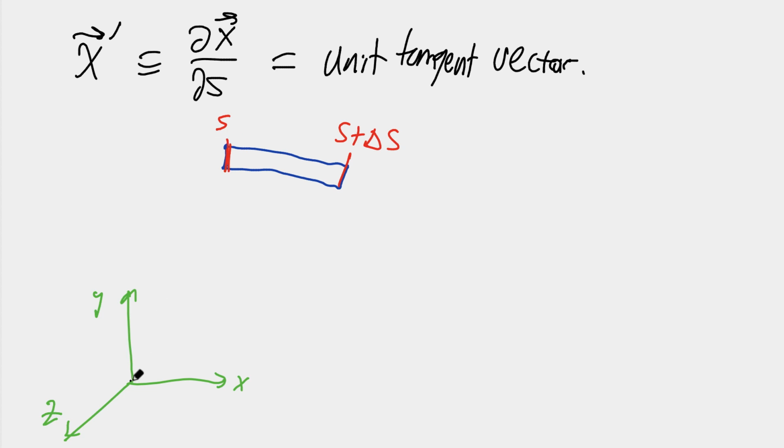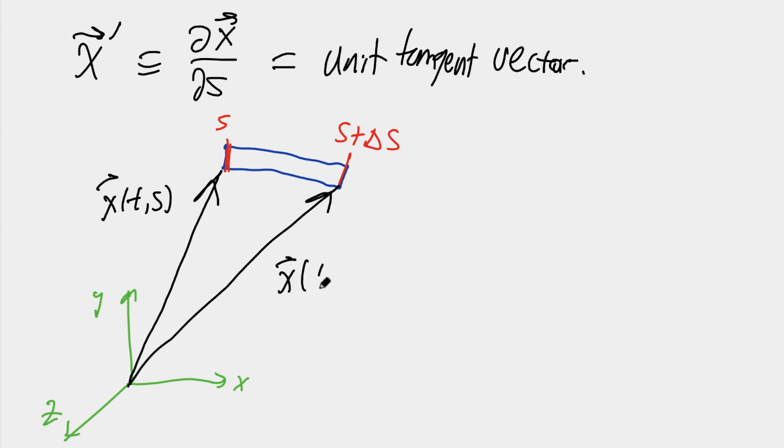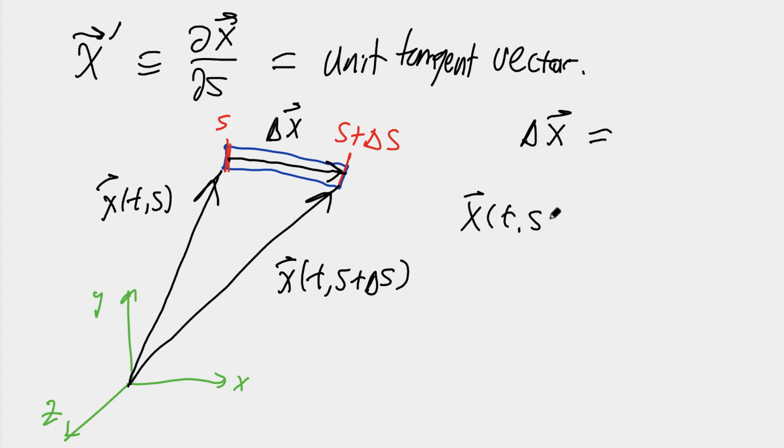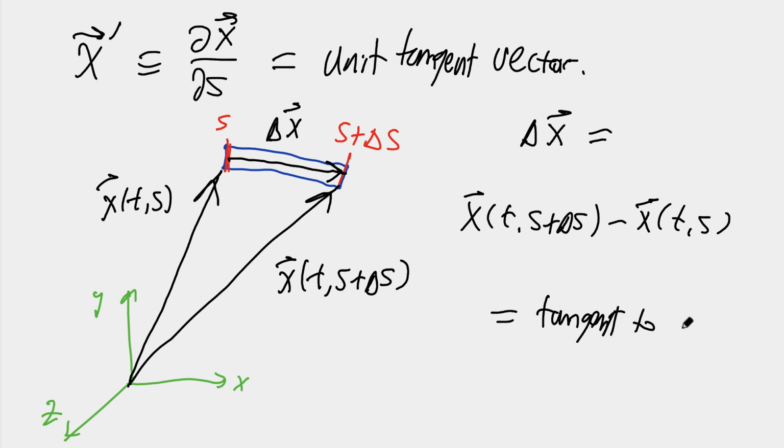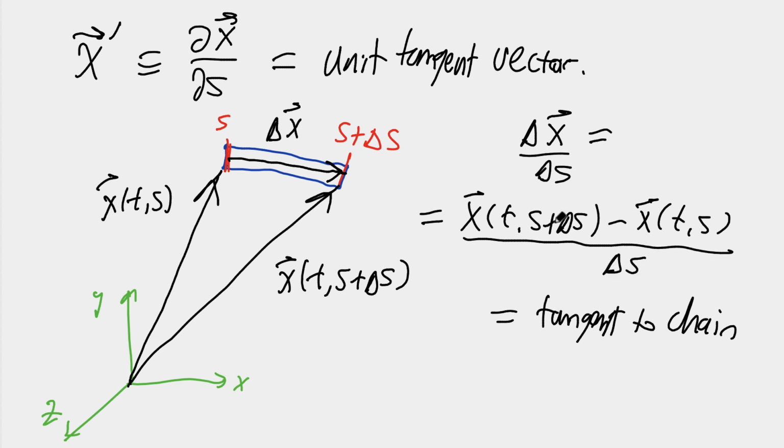Now the position vector of this end of that chain segment is, of course, x of t and s. And the position vector for this end of the segment is x of t and s plus delta s. The difference between these two position vectors, let's just call that delta x. So delta x is equal to x at time t and parameter value s plus delta s minus x at t and s. And you can see from this picture that this is tangent to the chain. And of course we can divide delta x by delta s, and the vector will still be tangent to the chain.